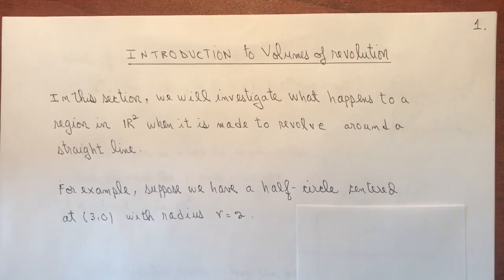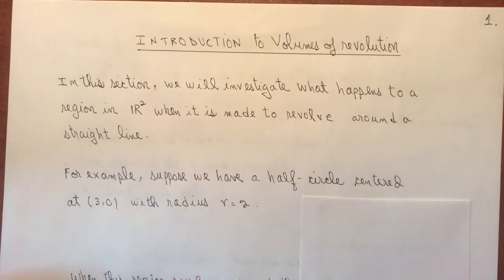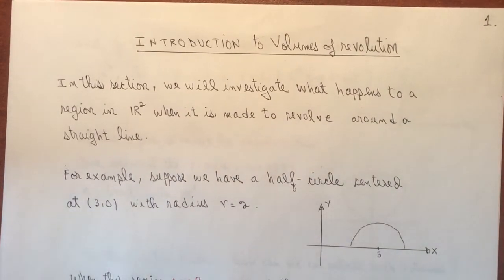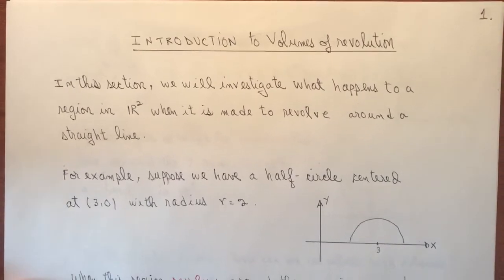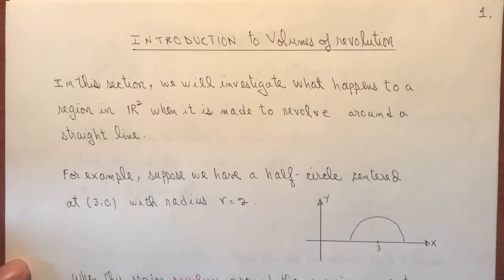So we will actually investigate what happens to a region in R2 when it is made to revolve around a straight line. For example, suppose we have a half circle that would be centered at (3, 0) with a radius of 2. Now, what would that look like? Well, if you are thinking of something like this, so half a circle in the first quadrant, radius of 2, centered at (3, 0), you are definitely on the right track.